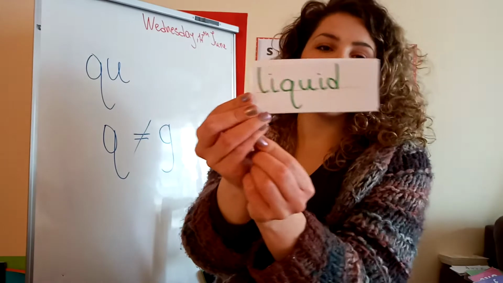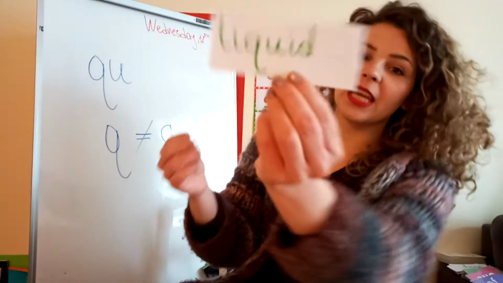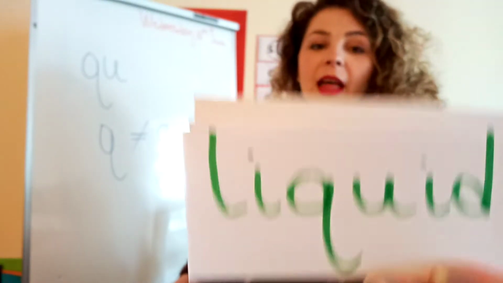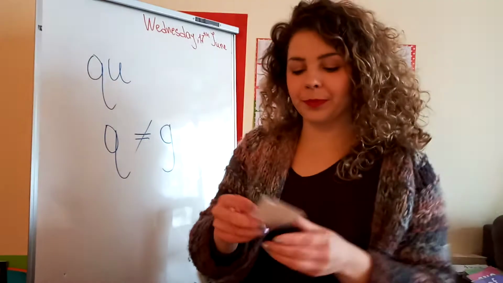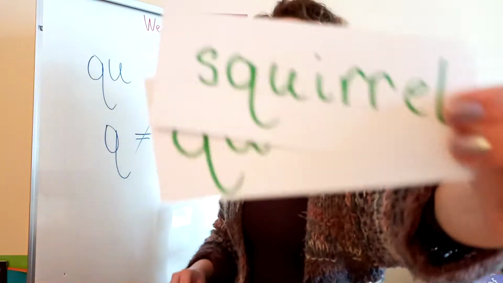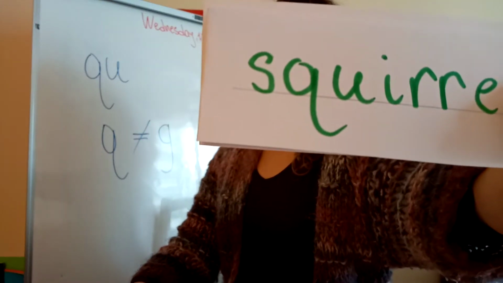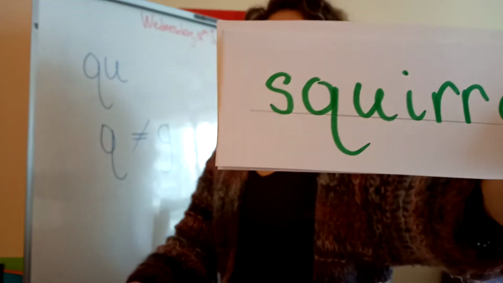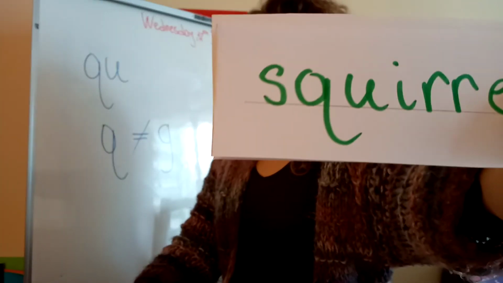What did I say about water? It is liquid. Liquid. The water is liquid. Okay. Can you read which animal this is? I'll give you a few seconds. So this is a squirrel, yeah? This is how we write the word squirrel.